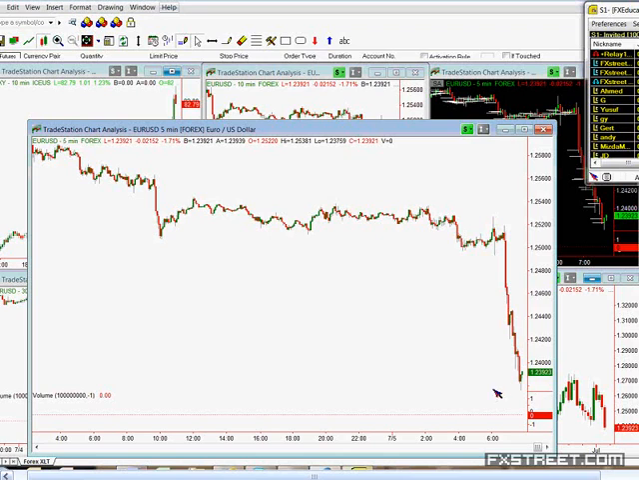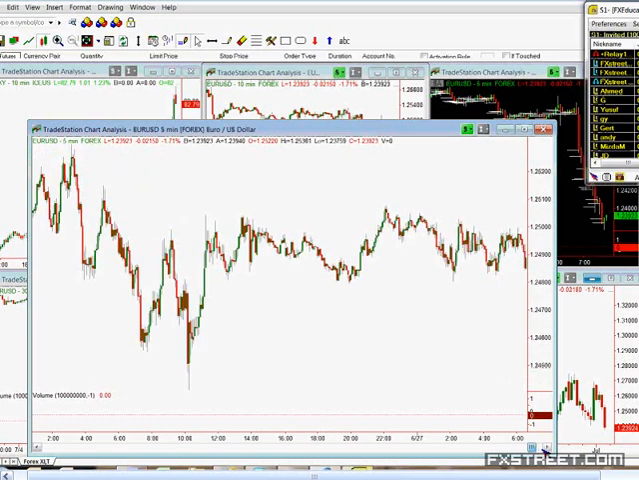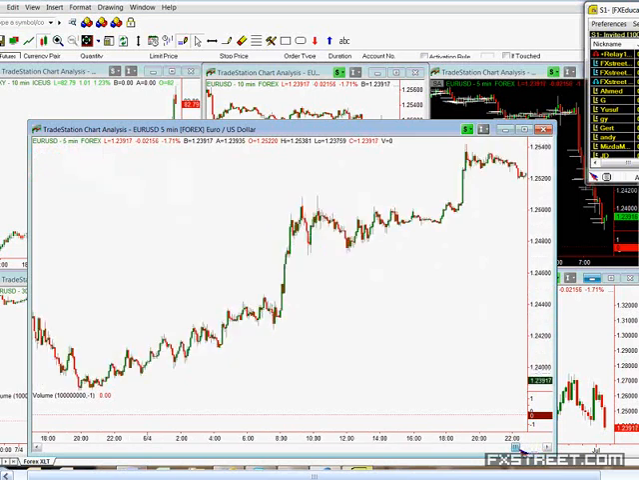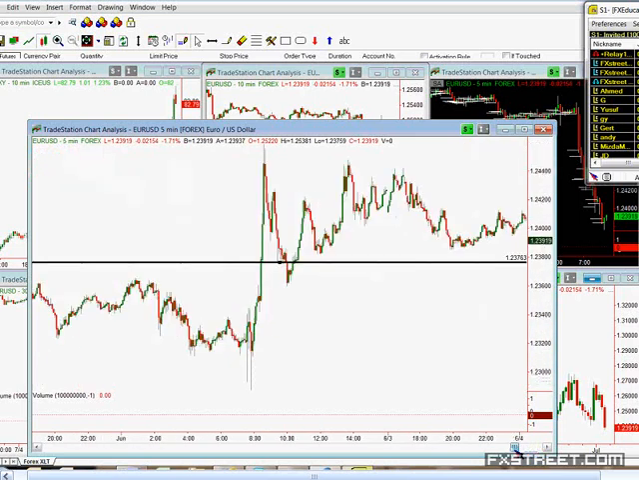But here's what we want to do. I just want to draw a horizontal line right in there. Now, that line does not represent demand. We just want to use it as a reference point. So now I'm going to scroll back until we hit that line. There it is, right there. Okay? So this is what we're running into.